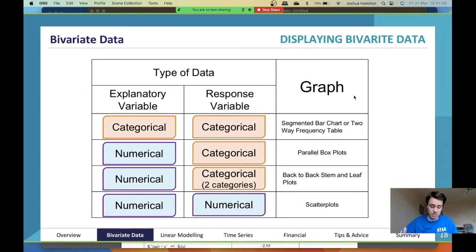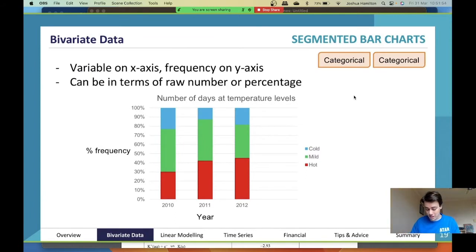So what's really important here is you've got categorical, you're going to use a segmented bar chart. You've got numerical, categorical, parallel box plots. Your numerical, categorical, you've got back-to-back stem and leaf, and then you've got numerical, which is scatter plots. So just going to quickly fly through these. I'm not going to spend too much time on them, but these are how you sort of display them.